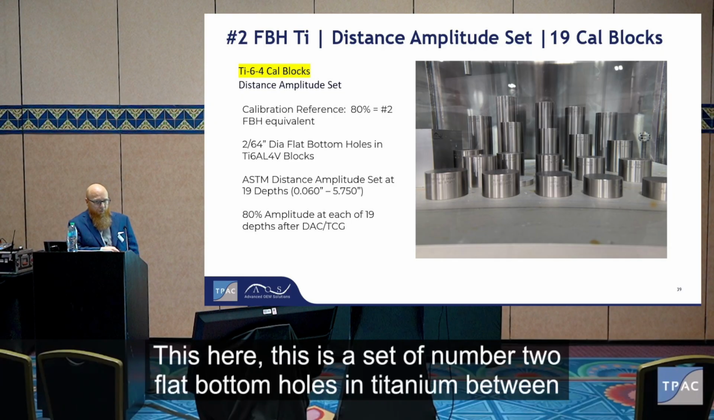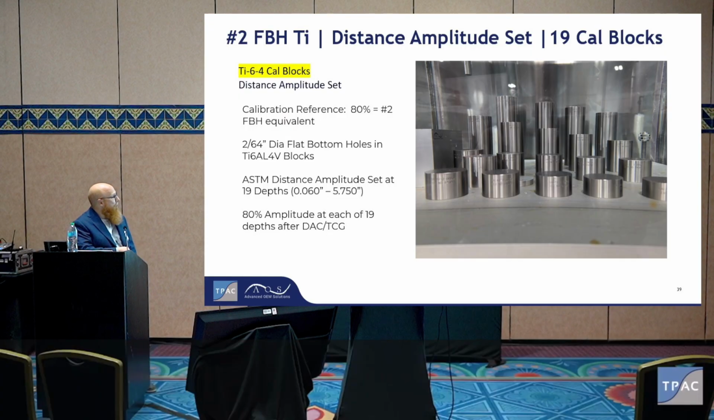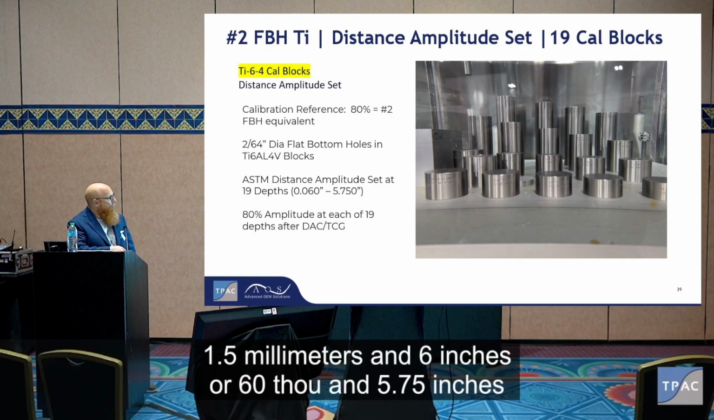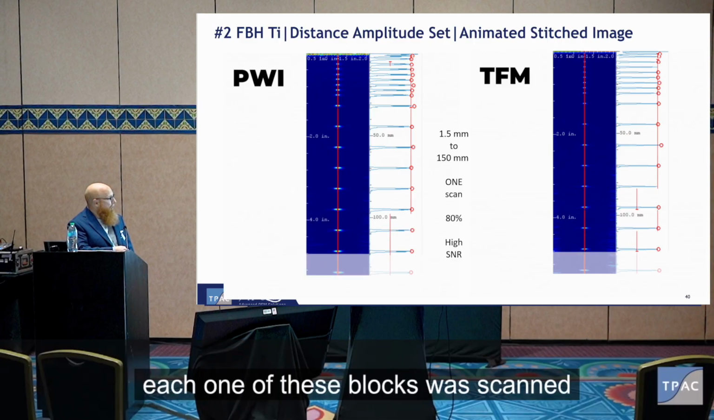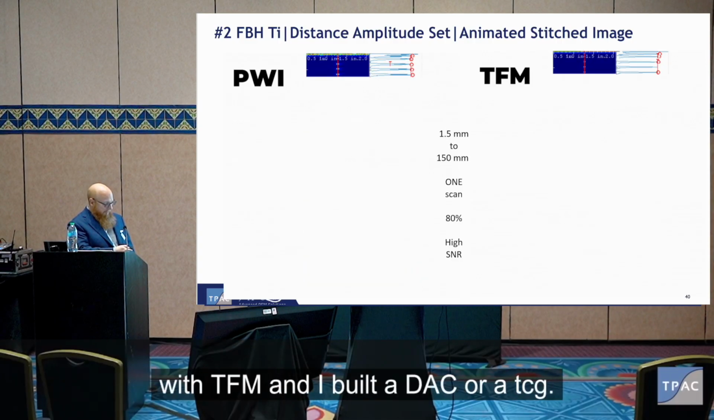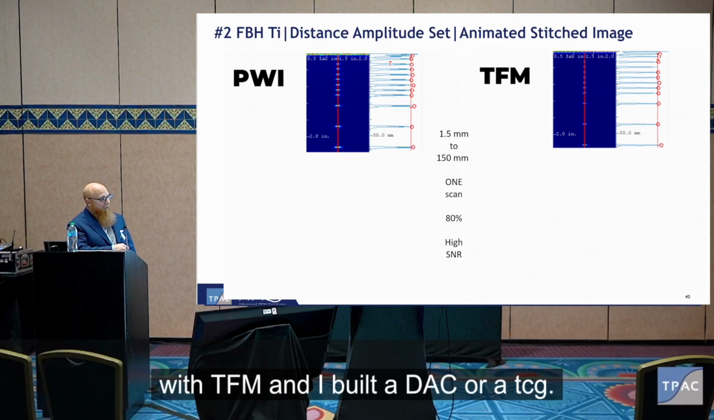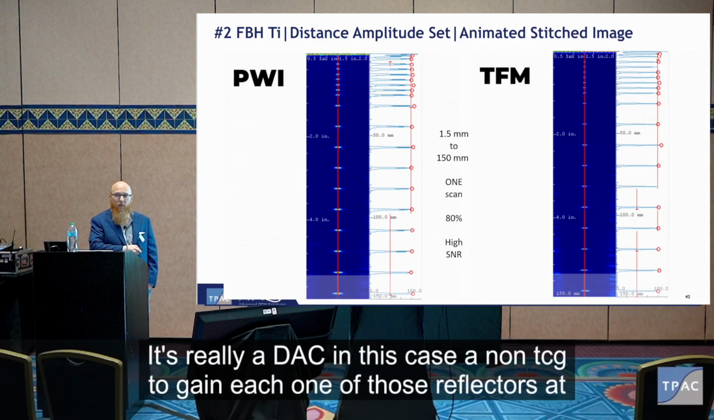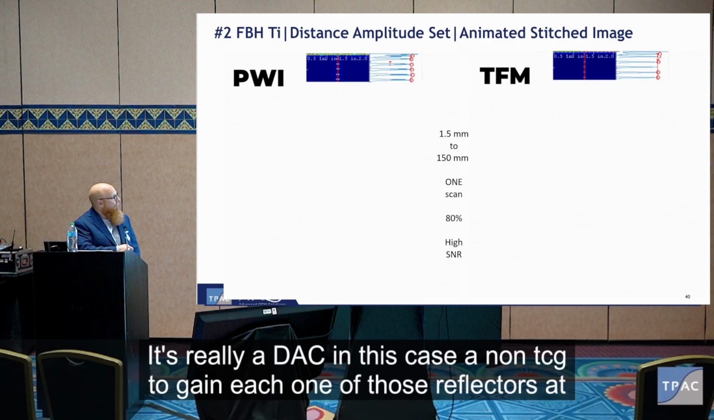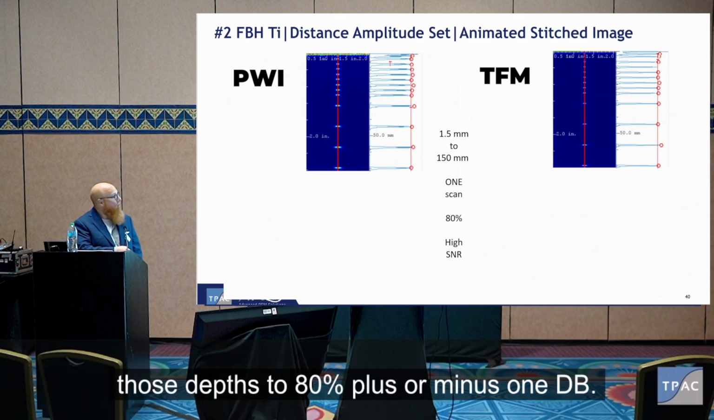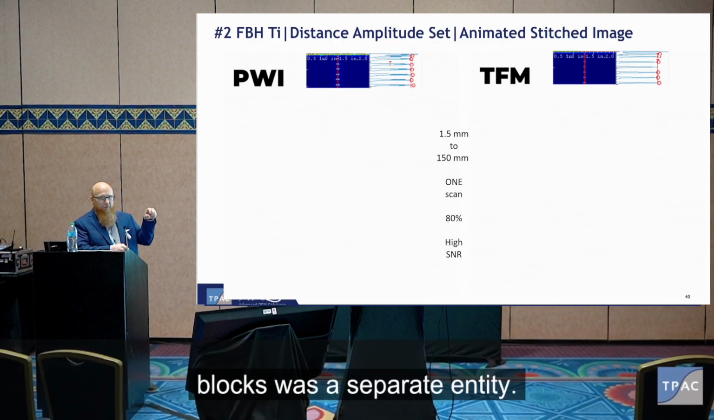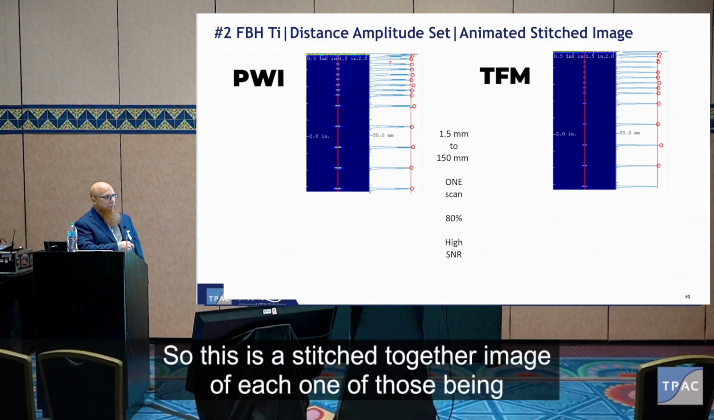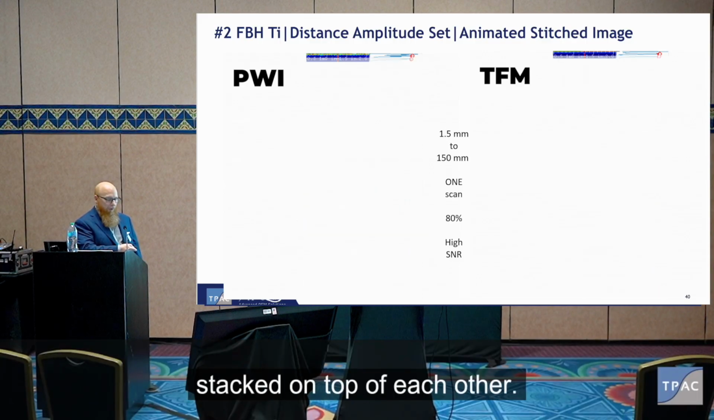This is a set of number 2 flat bottom holes in titanium between 1.5 millimeters and 6 inches, or 60 thou and 5.75 inches. Each one of these blocks was scanned with TFM, and I built a DAC, or a TCG. It's really a DAC in this case and not a TCG, to gain each one of those reflectors at those depths to 80%, plus or minus 1 dB. And the reason this is an animation is each one of those blocks was a separate entity. So this is a stitched together image of each one of those being stacked on top of each other.